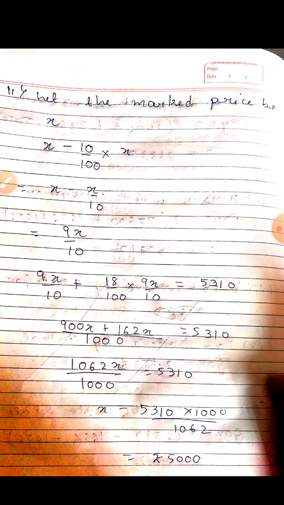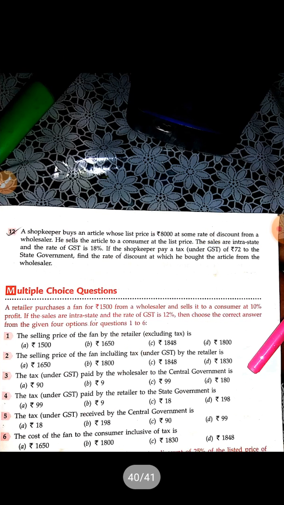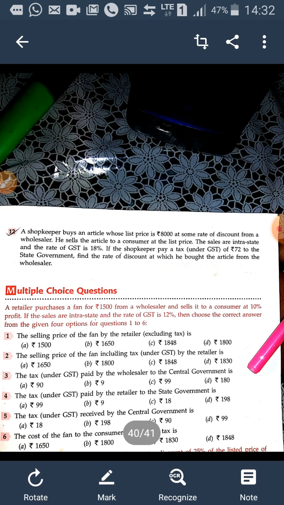Okay, and now we move on to sum number 12, and again I'll ask you to read the sum first and then listen to my explanation. A shopkeeper buys an article whose list price is 8000 at some rate of discount. So you must have got the hint that they're asking you to find out the discount percentage.